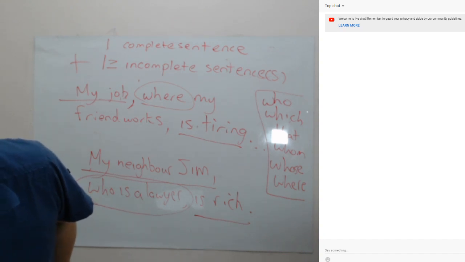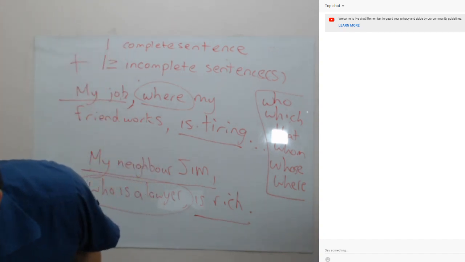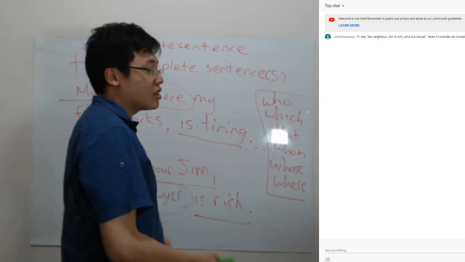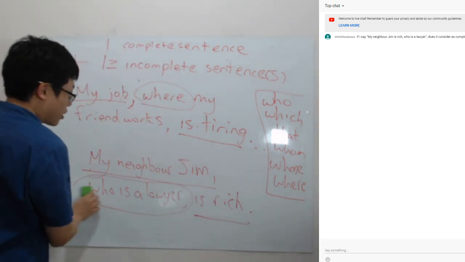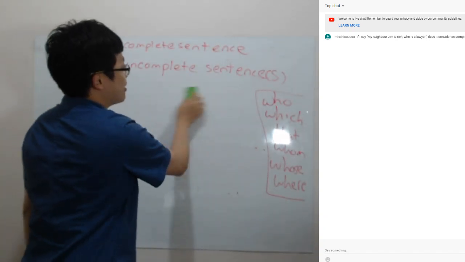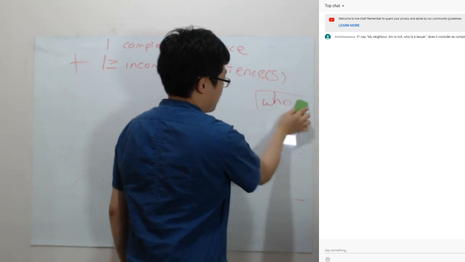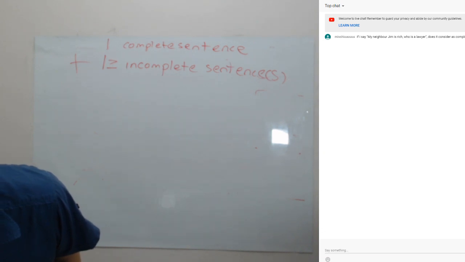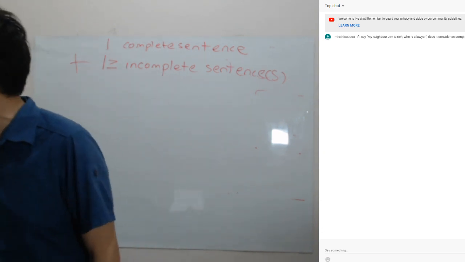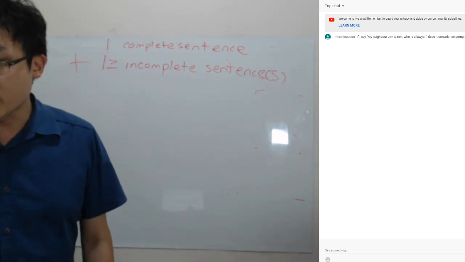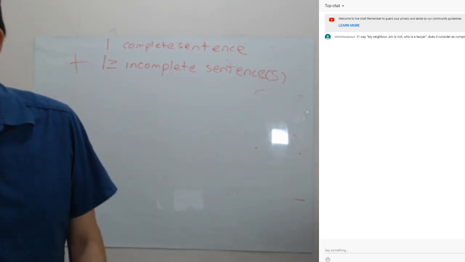What's the second way? The second way is using something called subordinate clauses. Now, with subordinate clauses, some words are always subordinate clauses. There's no reason why, they just are. I'm going to give you a list of some subordinate clauses so you have an idea about what I'm talking about. If I say my neighbor Jim is rich, who is a lawyer, is it considered a complex sentence?